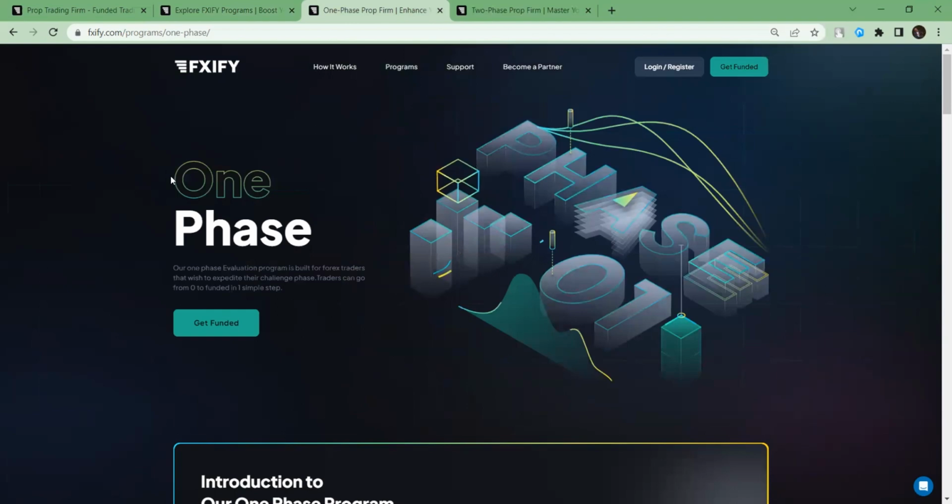This is the one phase. I'll start with the one phase challenge. Our one phase evaluation is built for Forex traders that wish to expedite their challenge phase. I don't know, maybe that means to quicken the challenge phase. Traders who can go from zero to funded in one simple step, which means, I think they're saying that if you are a trader who wants to get funded as soon as possible, ASAP, this is your thing. This is the phase that you can choose, phase one.